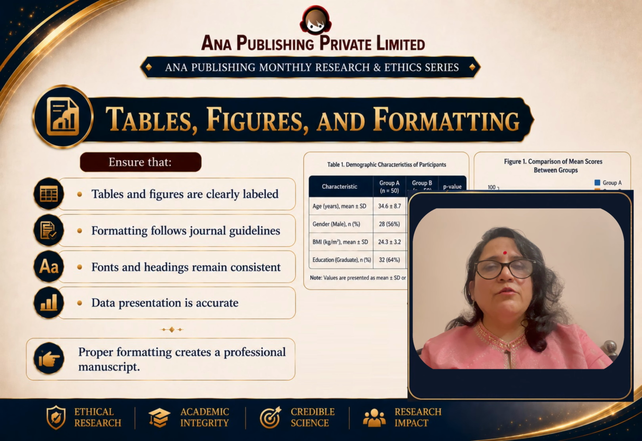Researchers should also carefully follow journal formatting guidelines regarding headings, fonts, spacing, citation, figure captions, and table presentation. Consistency in formatting creates a more professional appearance and improves readability. A well formatted manuscript reflects attention to detail and strengthens the overall quality of academic presentation.